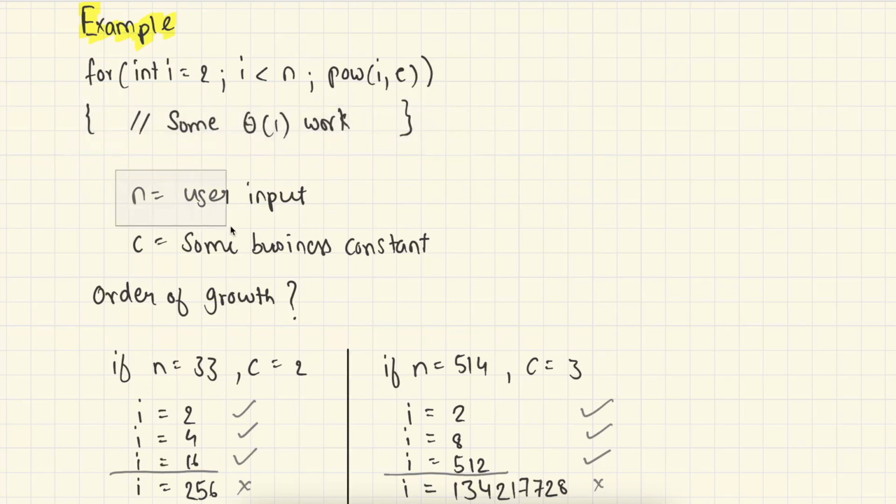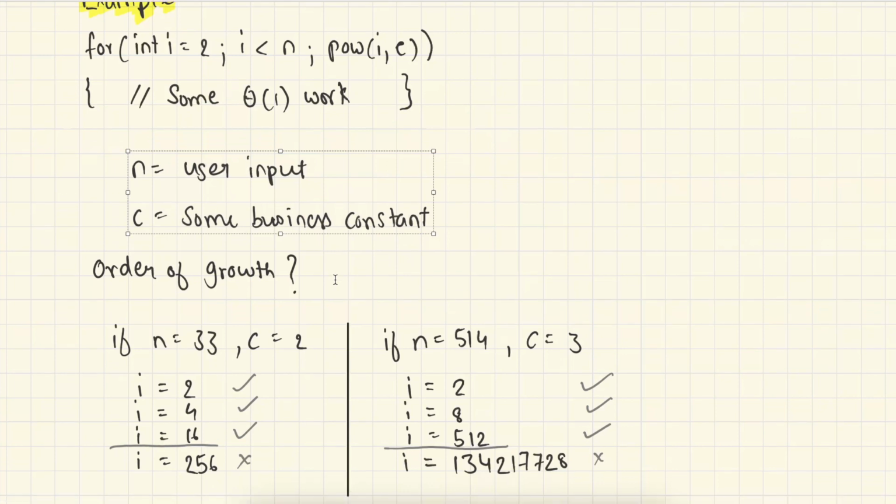Just like the previous example, our n is going to be a user input. It could be anything, a smaller or larger value. c is going to be some constant. Now if I ask you what is the order of growth of this function, what are you going to say? Please pause this video and think about it. Let me give you a hint: the order of growth of this function is going to be even smaller than log n. So pause this video, think about it, and come back again.